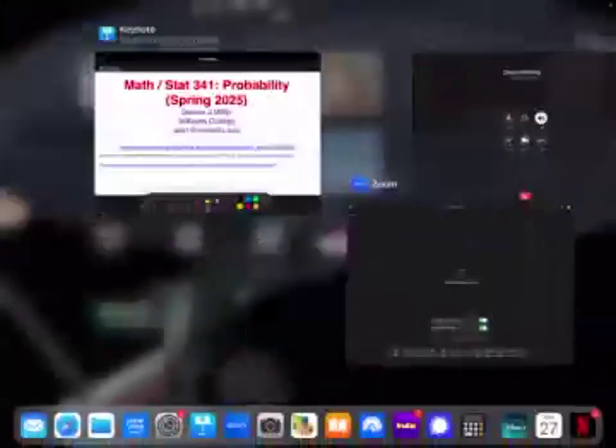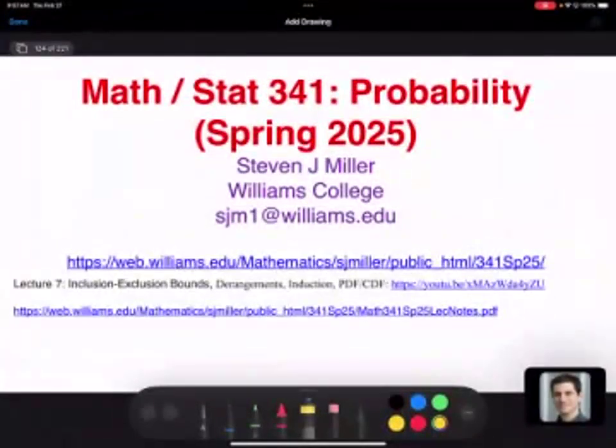Okay, so welcome to Math341. This is lecture 7. What I want to do today is talk about inclusion-exclusion bounds, talk about derangements, and talk a little bit about proofs by induction.